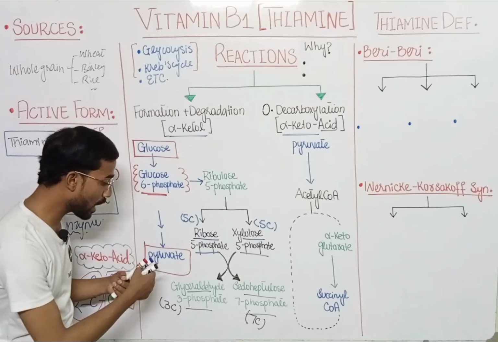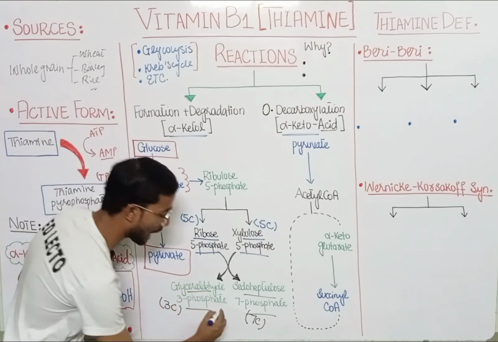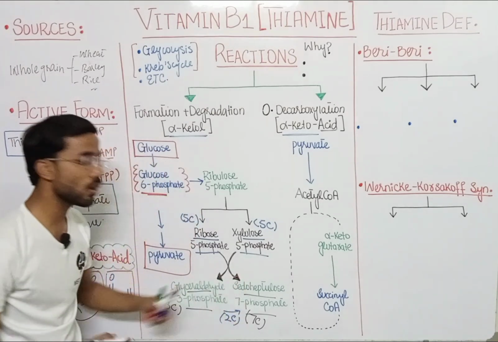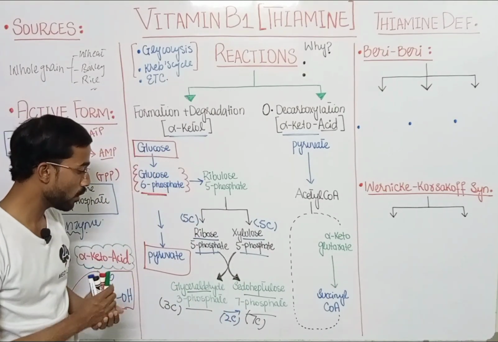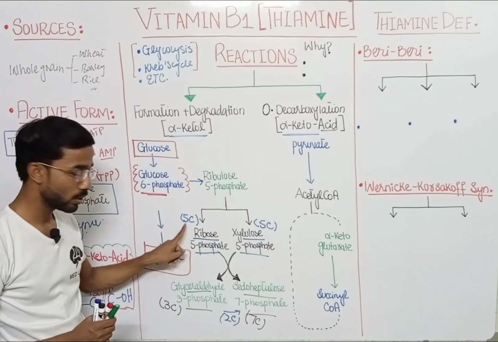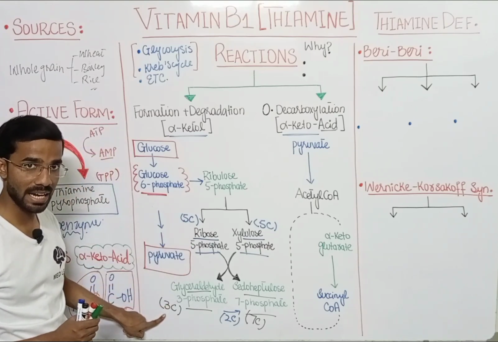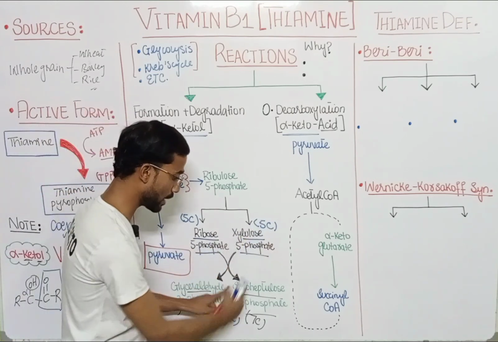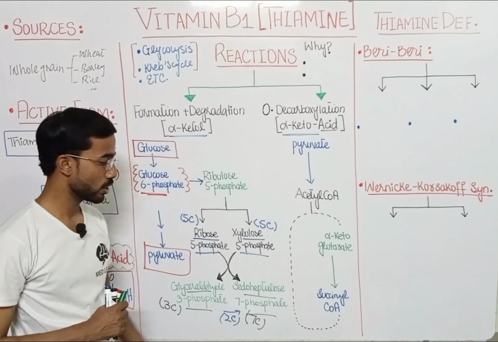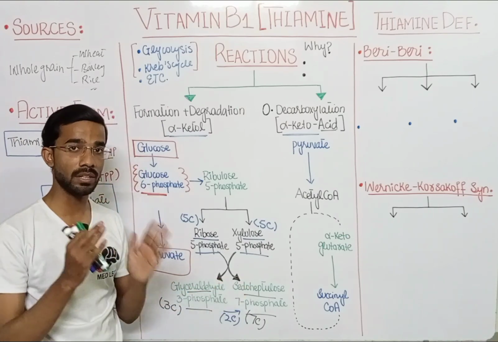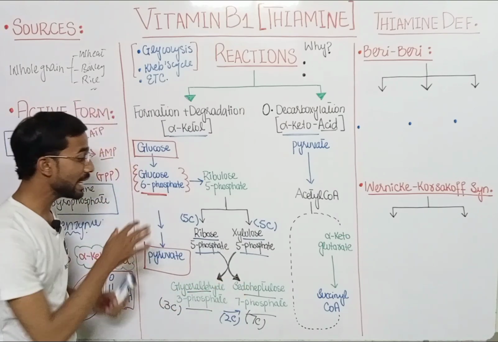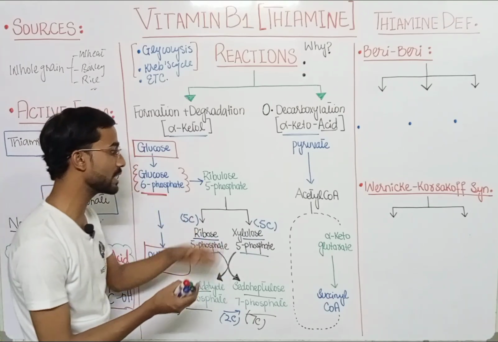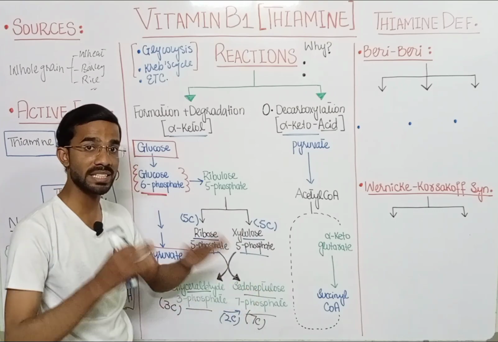Because 2 carbons from the glyceraldehyde go towards the sedoheptulose 7-phosphate. Now you will see 5 carbons: 3 carbons go toward glyceraldehyde and 2 carbons go toward the sedoheptulose. So 5 plus 2 becomes 7 carbon. So sedoheptulose is the 7 carbon compound.